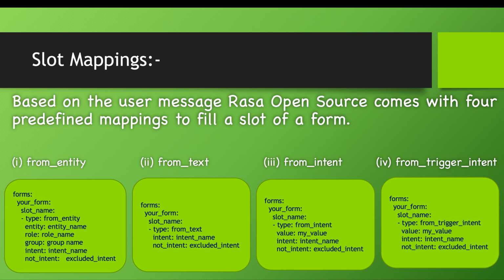The from intent mapping will fill the slot name with value my value if user intent is intent name or none. The slot mapping will not apply if the intent of the message is excluded intent. And finally, the from trigger intent mapping will fill slot called slot name with value my value if the form was activated by a user message with intent called intent name.